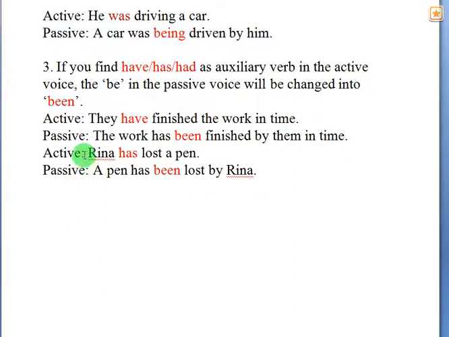Another example is here, Rina has lost a pen. A pen has been lost by Rina. So there was have or has as auxiliary verb, and the be has been changed into been. In passive, the be has been changed into been.